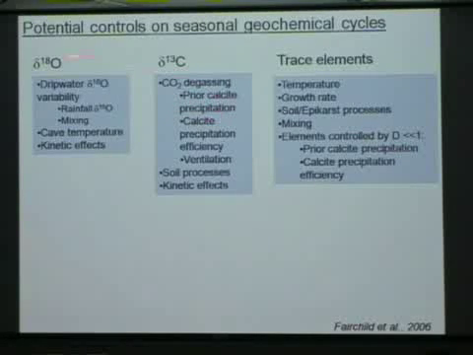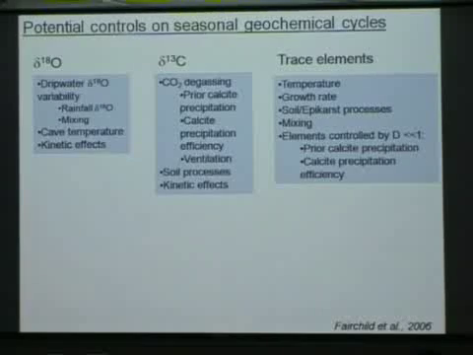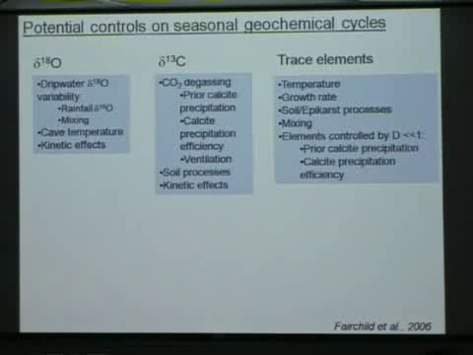Seasonal changes in delta C13 are known to be often affected by CO2 degassing related processes. When that water enters the cave and it degasses CO2, the carbon-12 degasses slightly quicker than the carbon-13. And therefore, this causes fractionation. The DIC, the dissolved inorganic carbon, gets heavier as degassing and calcite precipitation continue.